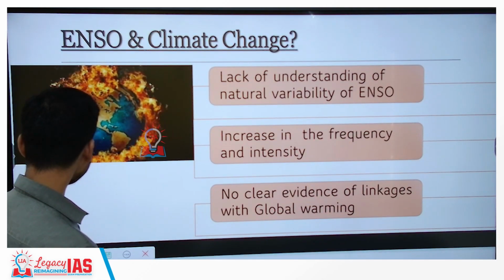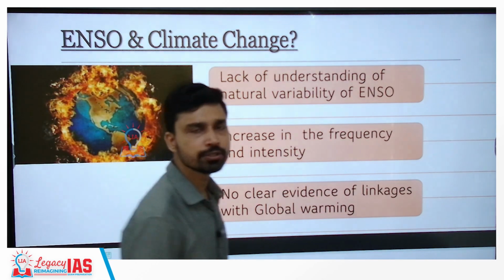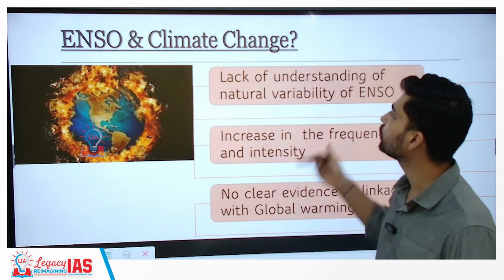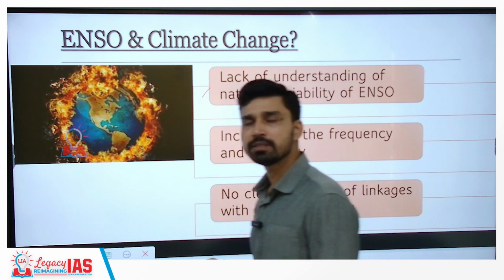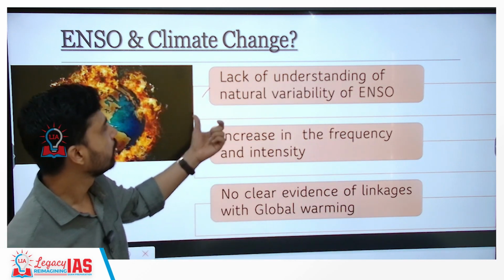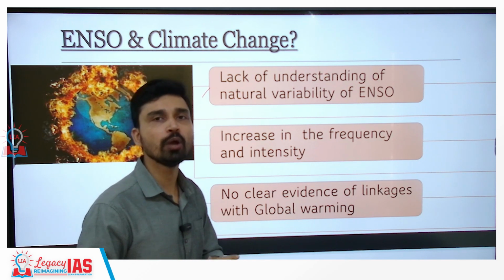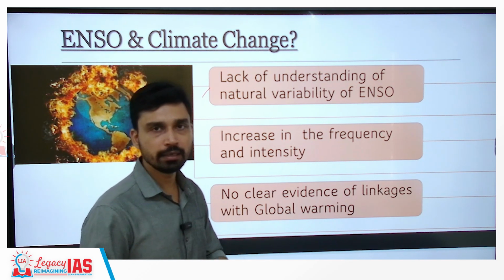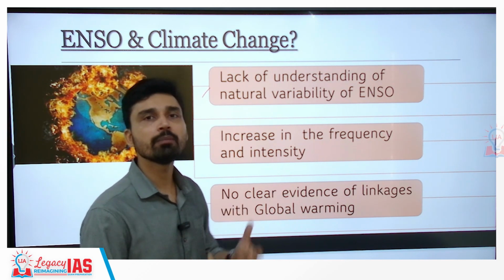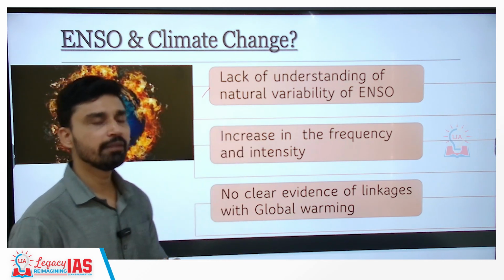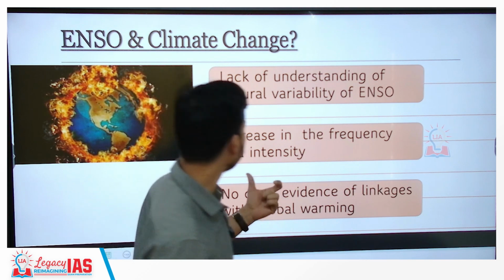Now recently the question was also raised about how this entire phenomenon of El Nino, Southern Oscillation and climate change are related. So first of all, we have to understand there is a lack of understanding of the natural variability of ENSO. How El Nino and why El Nino happens, why El Nino leads to La Nina, what determines the length or duration of El Nino or La Nina, these are still in a very speculative phase, not a very clear-cut idea about that.